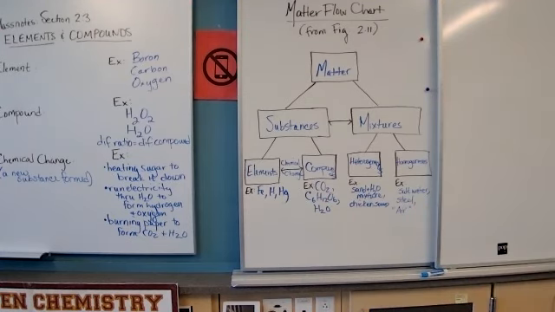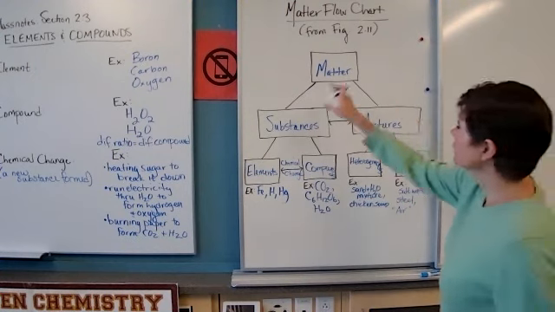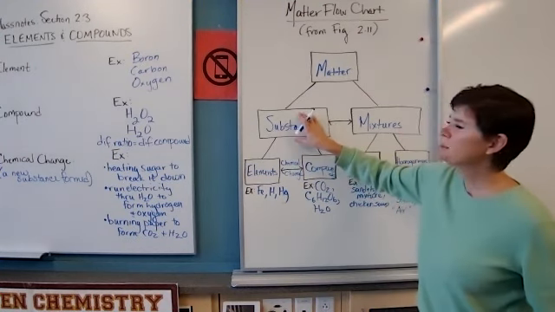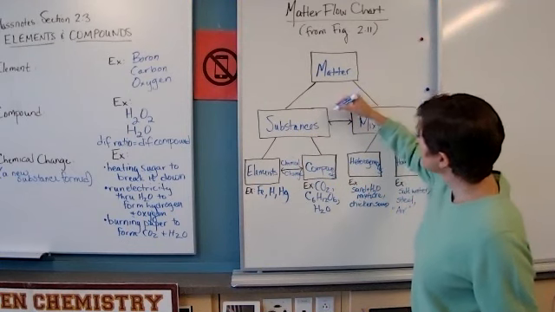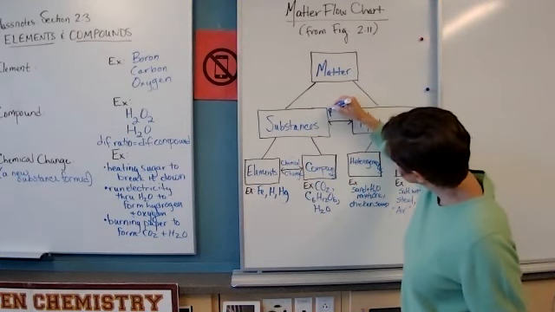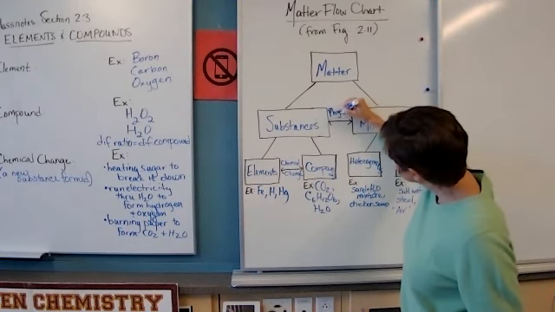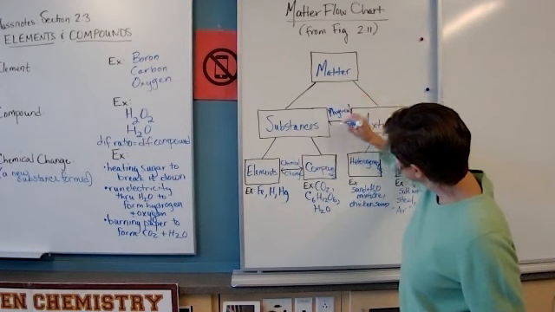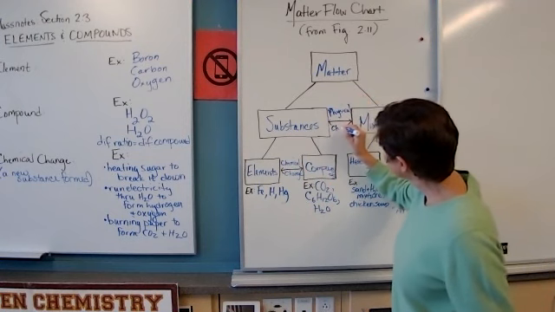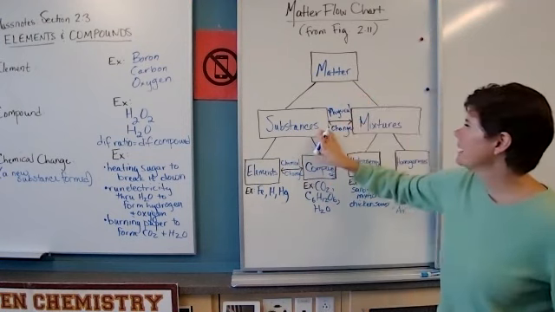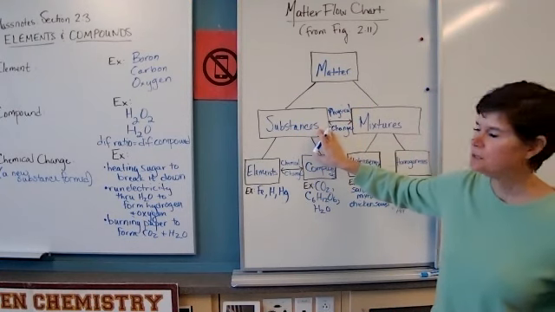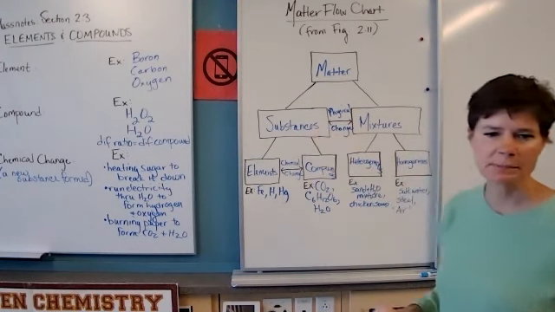One last piece of this flow chart is that we can go from substances, either elements or compounds, to mixtures with a physical change. And if we have a mixture, we can separate it using physical means to get the individual substances out.